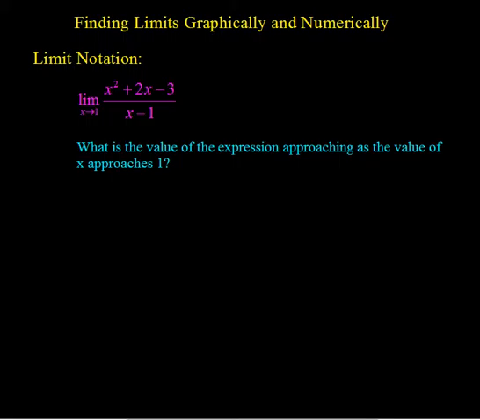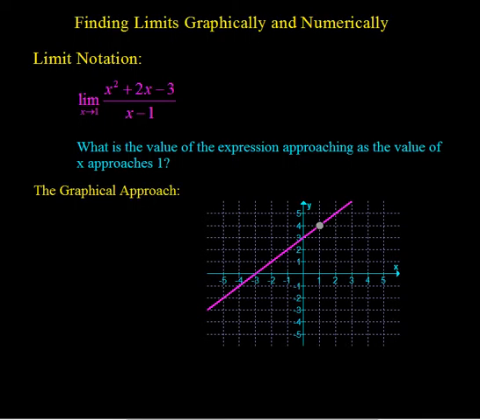All right, so let's take a look at a graphical approach to finding the limit. What we can do is graph that expression, as an actual function. So here's the graph of the function f of x equals (x squared plus 2x minus 3) all over (x minus 1). You can see it basically looks like a line with an interruption right at x equals 1.